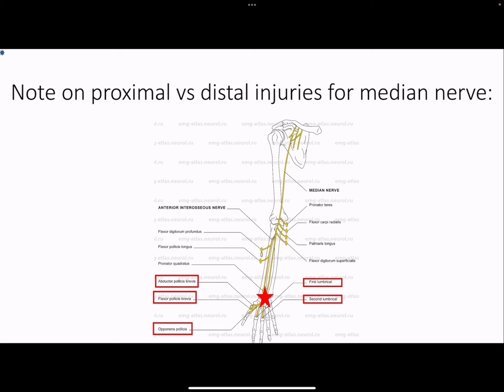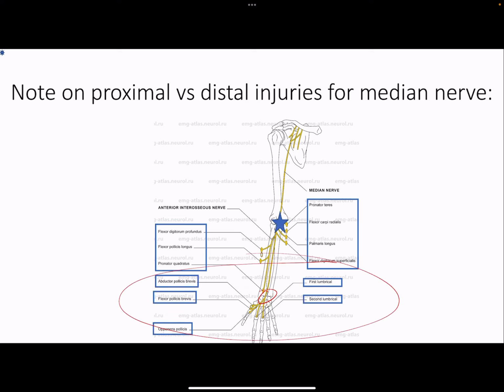Proximal versus distal for the median nerve. Distal is at the wrist, and it is just the hand muscles. But if I make it proximal, boom, now it also includes the forearm muscles.